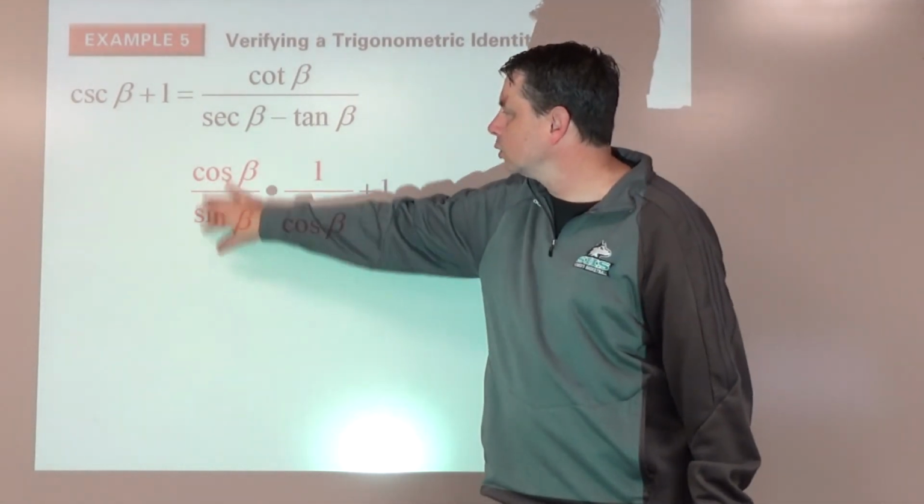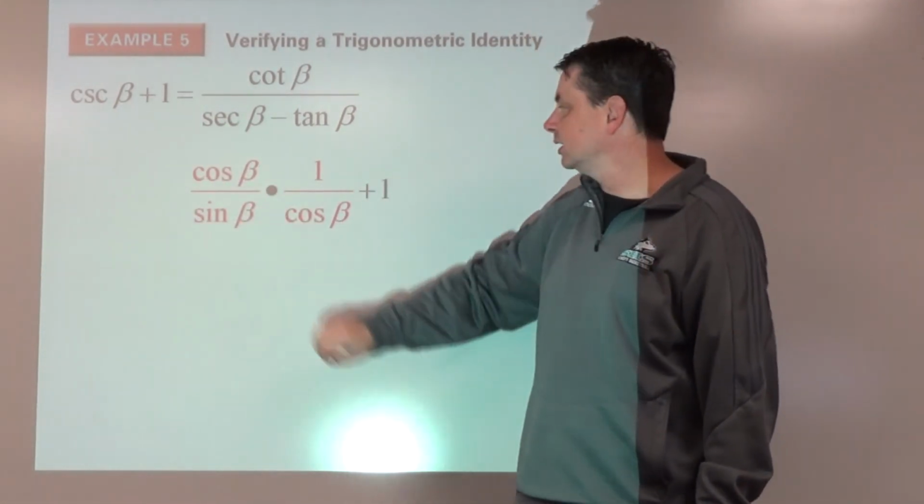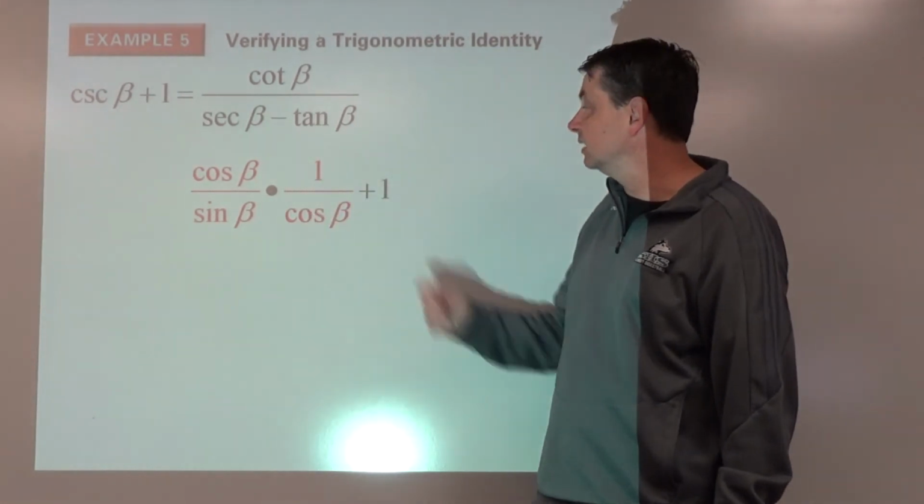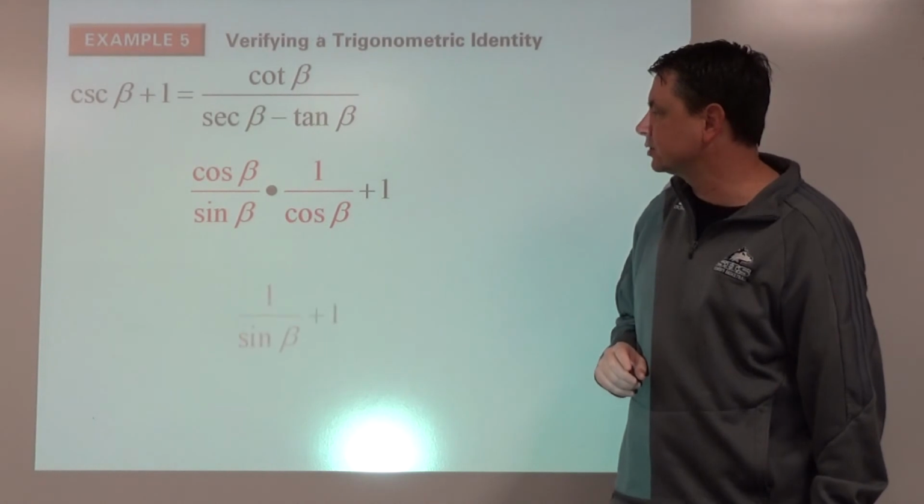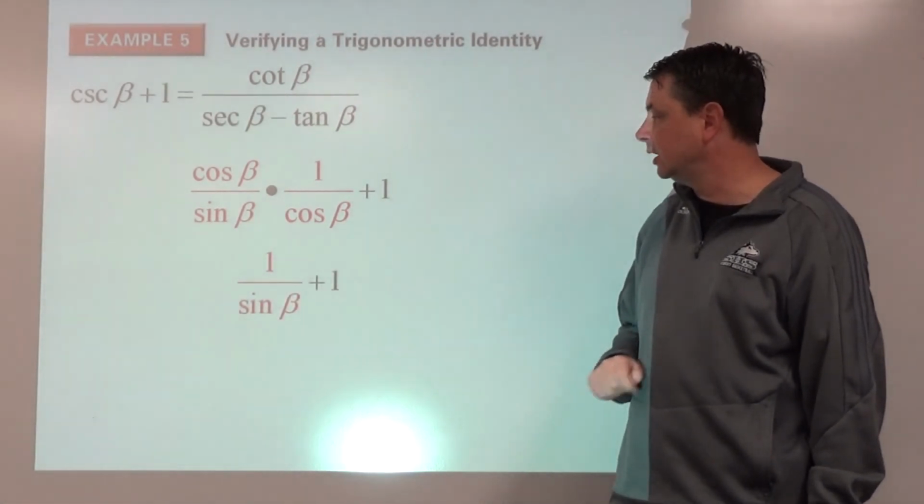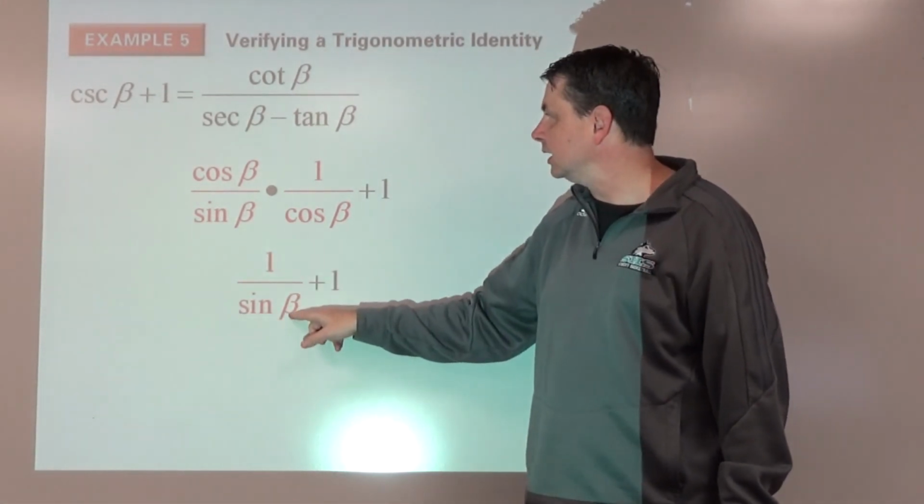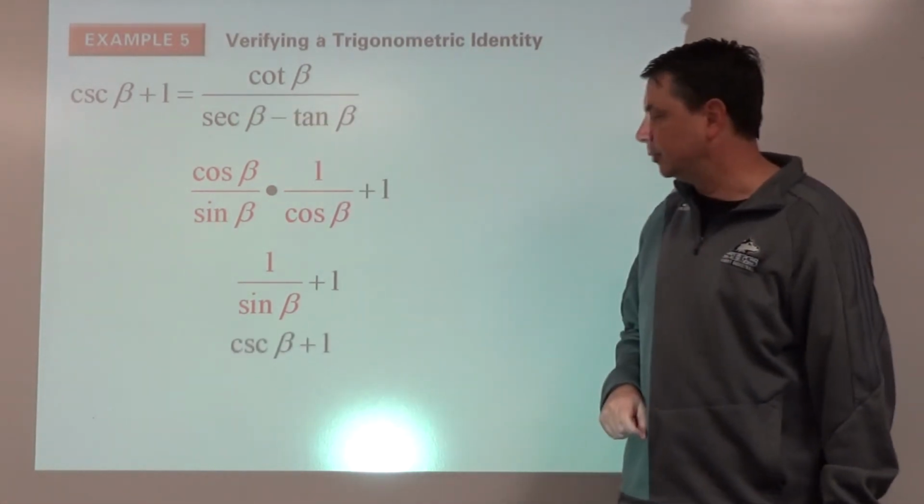So our cotangent beta, quotient identity, secant beta, reciprocal identity, plus the one that we were talking about. Now the cosine betas are going to cancel. We get 1 over sine beta plus 1. And reciprocal identity, we're going to get cosecant beta plus 1.